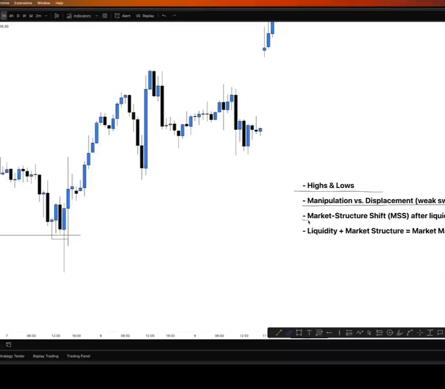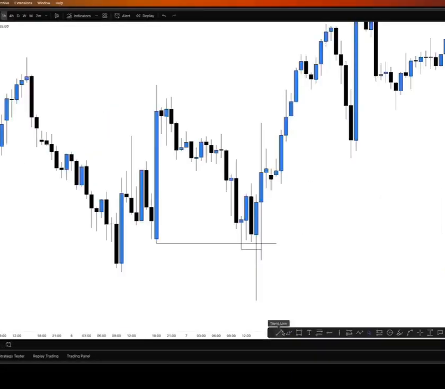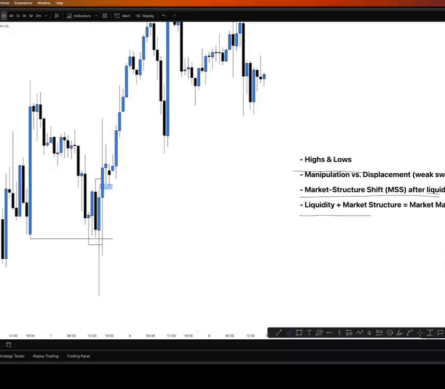Now, this becomes even higher probability with a market structure shift. All a market structure shift is, is if we go from making lower highs and lower lows to making a true new higher high. Now, what makes it a true and valid higher high? Well, we created a fair value gap and closed beyond this point of structure. You can use this with liquidity or key level taps, which we'll get to later in the video.